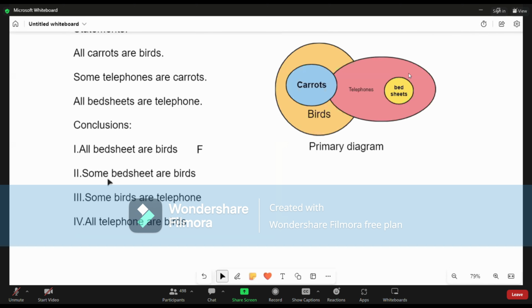There is again no contact between birds. This is birds completely till here. This is bed sheets. So even in this case, there is no contact between them. This is false again. Now, what does it say? It says some birds are telephones. You can see that this part is having a contact with birds. So the third statement is true. Now, the fourth statement, all telephones are birds. This statement is again false because you can see that this part of telephones is not birds. Okay, so the answer for this is only conclusion 3 follows.